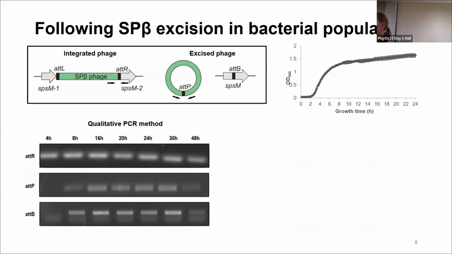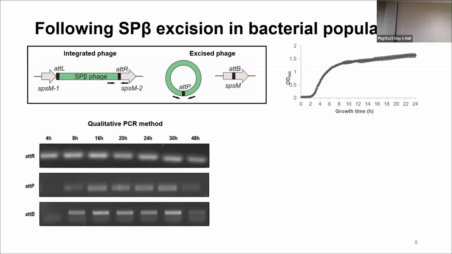So what we wanted to do is to follow this process happening. We started first at the population level, using just a PCR method. Here I'm showing integrated phage and excised phage. When we have the phage integrated, we have specific amplification for attR. And when we have excised phage, we have attP or attB sites amplified.